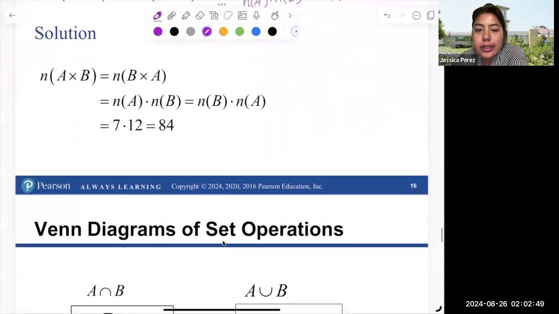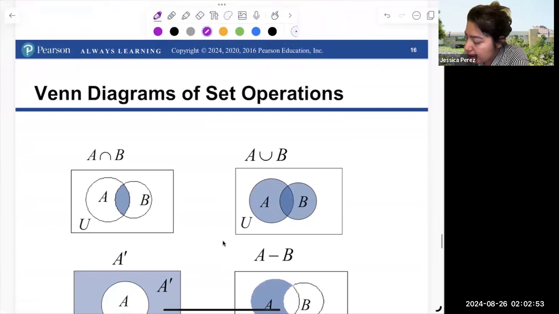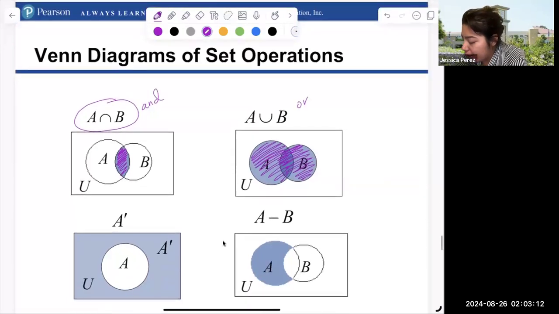The last view is to talk about Venn diagrams and set operations. This means the intersection between A and B. There's the intersection. This is the or, that means all of it, the conjunction, all of those together: A or B. So this is and, this is or. This is the complement. See how you have on the outside of A, the U, that means A prime. This is the complement.